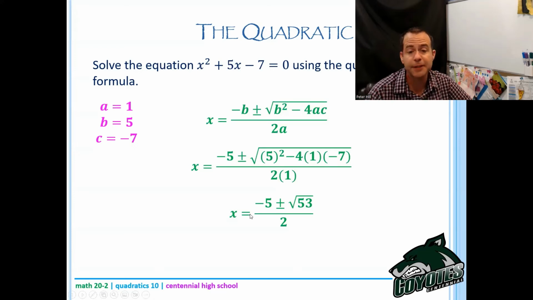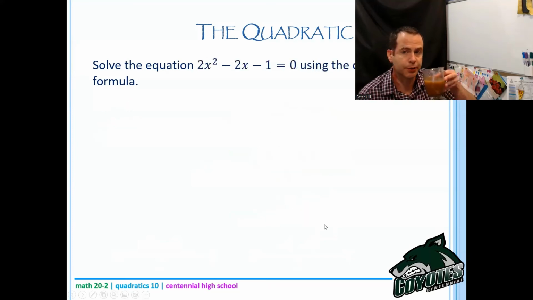Now, you don't have to split it into 2 when it's written like this. It's perfectly acceptable to just leave it exactly like this. But what I want you to understand is what that means. There are 2 different answers there. One is negative 5 plus root 53 all over 2. That's one of my answers. The other one is negative 5 minus root 53 all over 2. That would be my other answer. Okay? All right, awesome. Let's try this one.